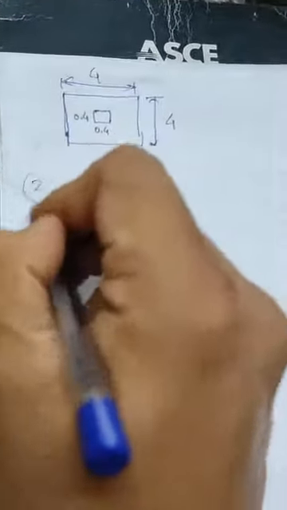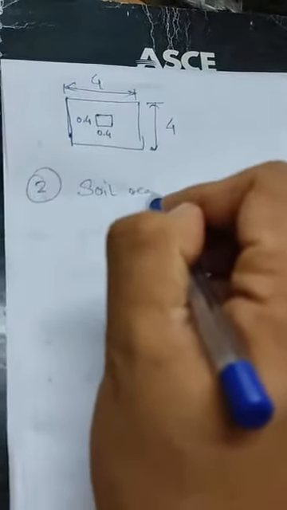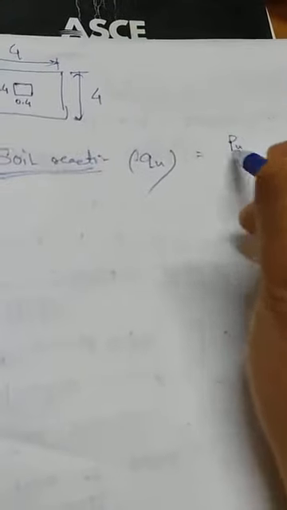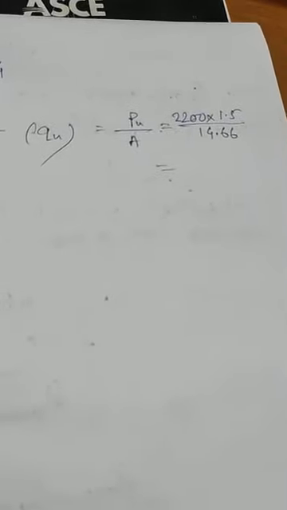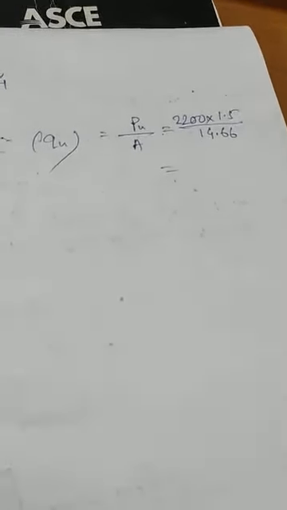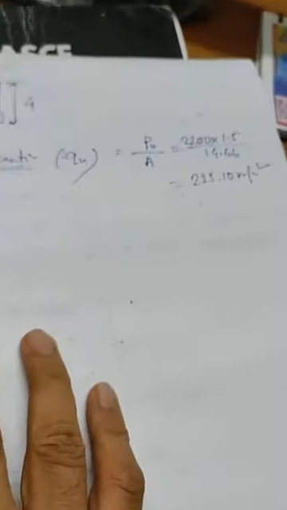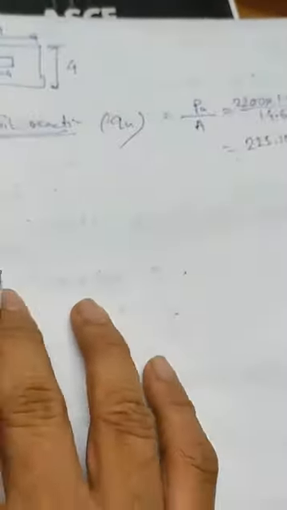Now we have to find out the soil reaction. Soil reaction we define as q. Now the formula of soil reaction is Pu by A. Now what is Pu? Pu is nothing but total load acting on the column into 1.5, that is the factor of safety, divided by the area of the footing. So the value comes to 225.10 kilonewton per meter square. Okay, so this is the soil reaction.